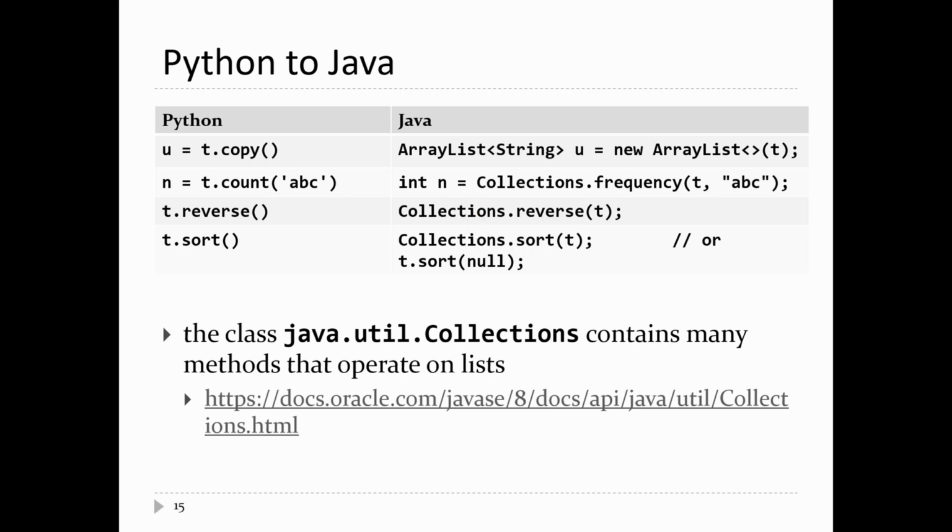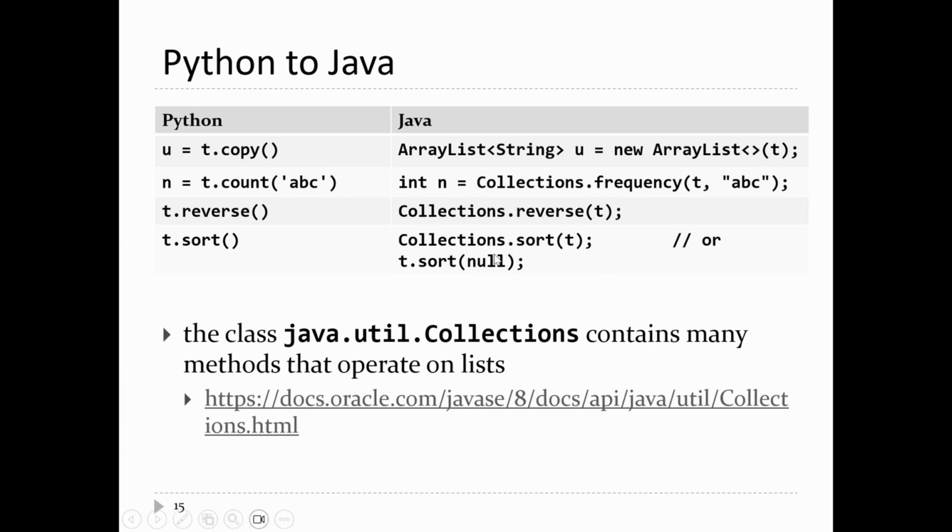So you have to use Collections and call reverse to reverse the list t. Sorting a list in Python, there's a few different ways to do it. There's a sort function, but there's also a sort method. So t.sort sorts the list t, changing the order of the elements in t.